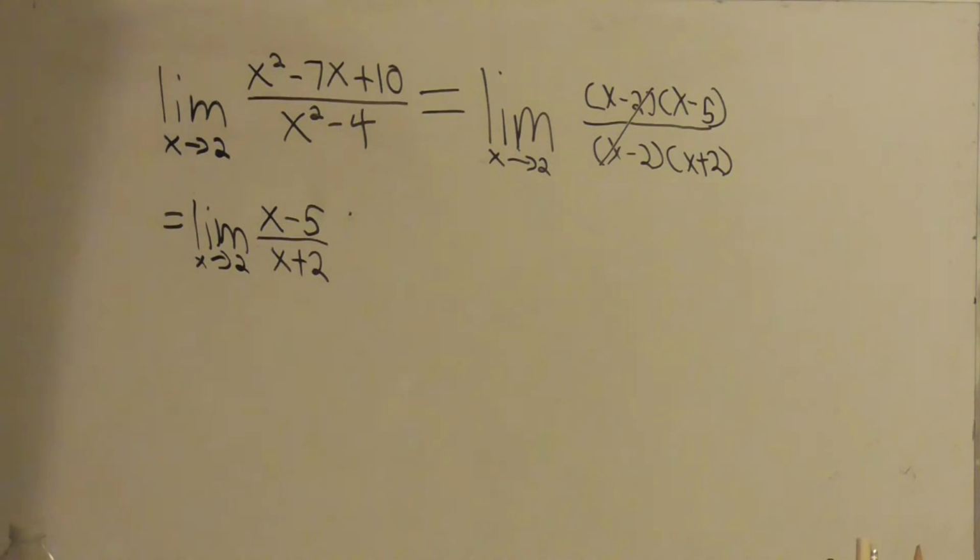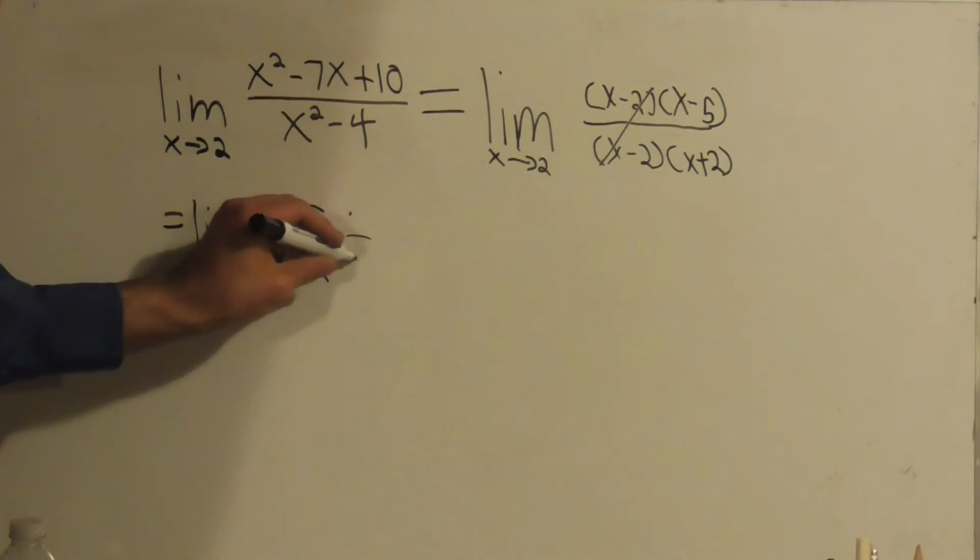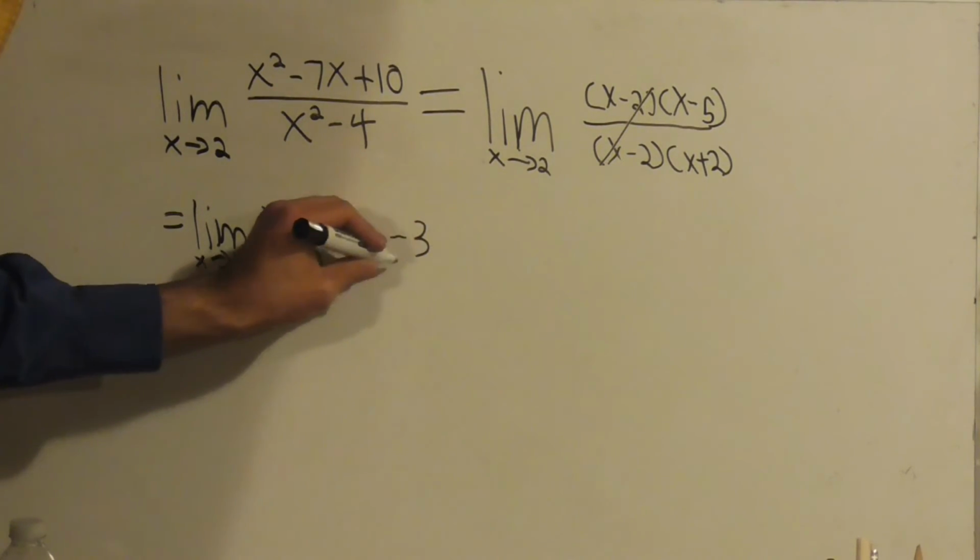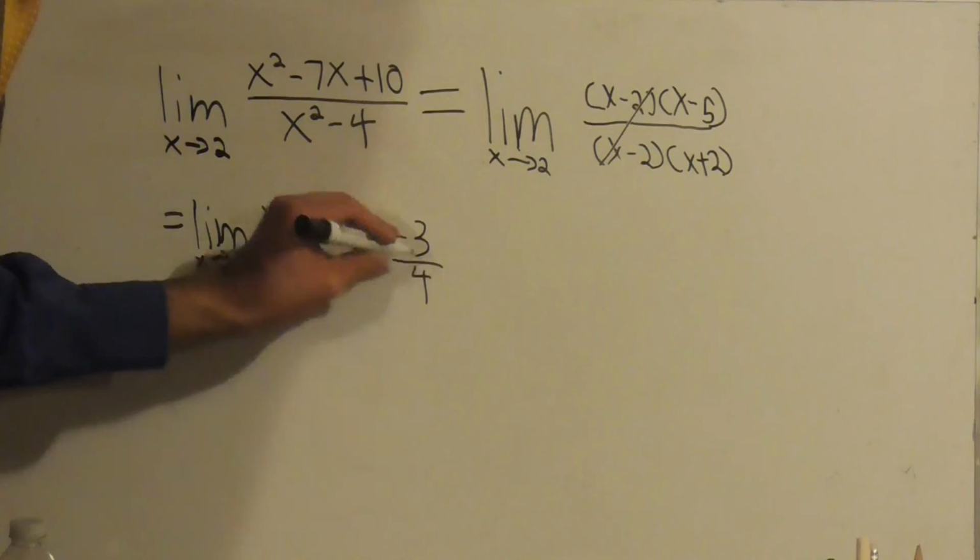And now we can simply plug in 2 for x. So we have 2 minus 5, which is negative 3, and 2 plus 2, which is 4. So our limit is negative 3 divided by 4.